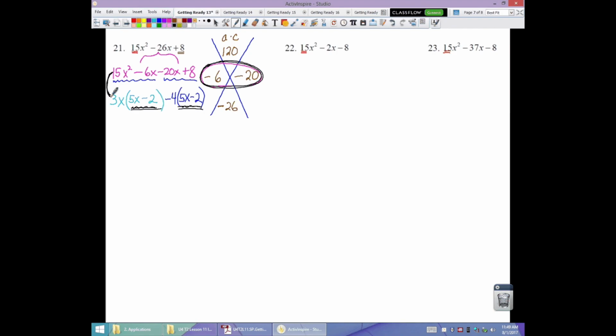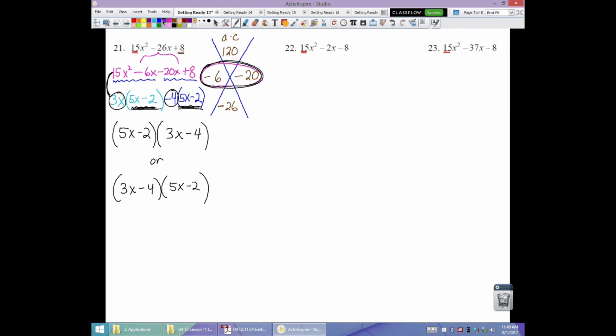So how do we write our finalized answer? We take that common factor out of these two expressions, which is 5x minus 2, and then we make one binomial out of the two GCFs. So we pulled out 3x minus 4. That becomes the other binomial. Again, it doesn't matter which one you write first, the 3x minus 4 or the 5x minus 2. No difference whatsoever.